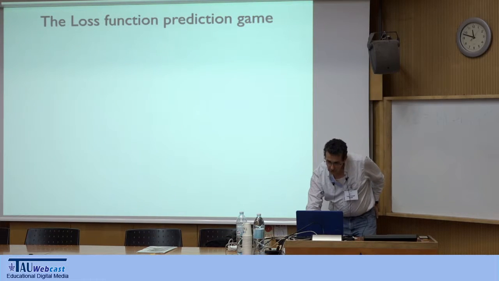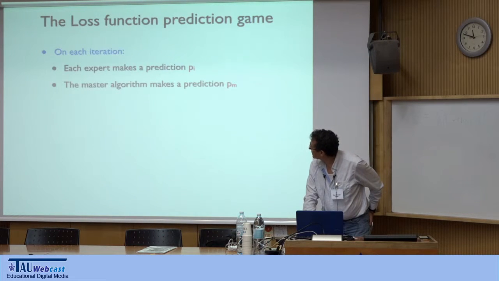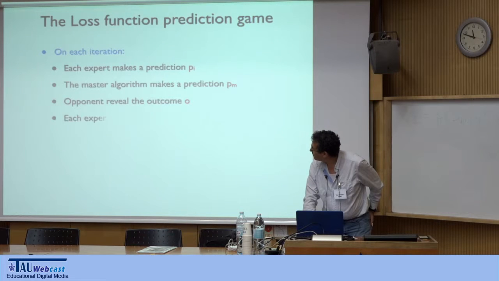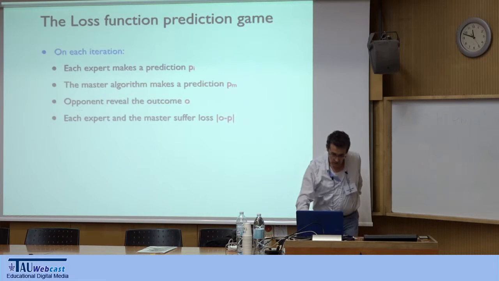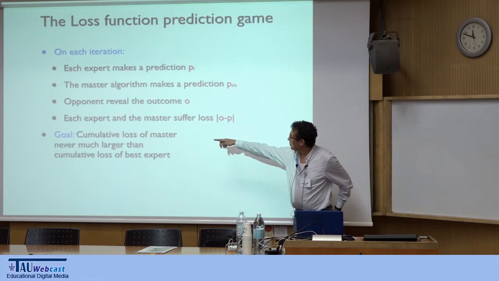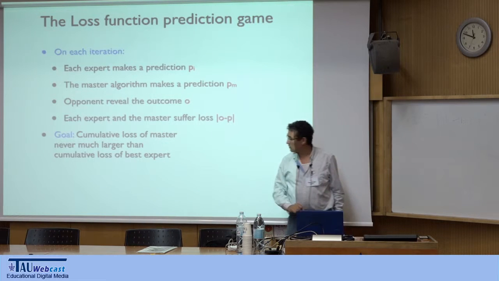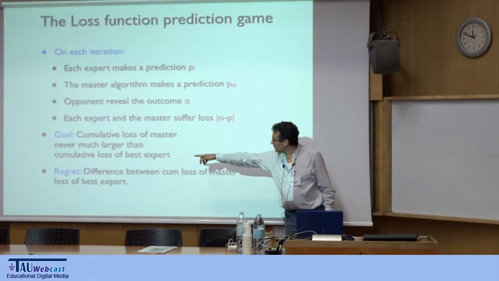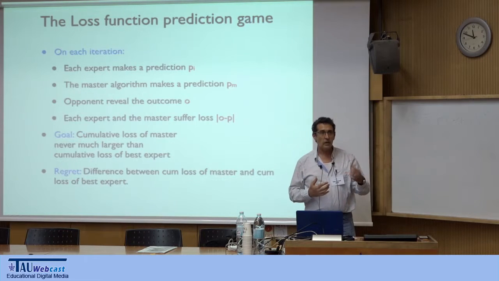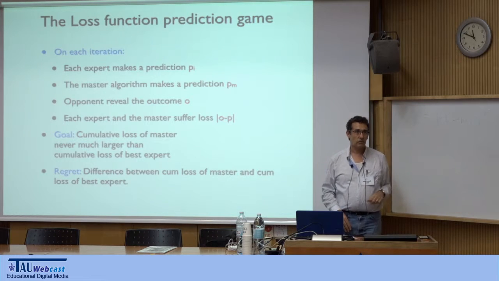So just to reiterate, the game is on each iteration, each expert makes a prediction, the master algorithm makes its own prediction, the opponent reveals the outcome, each expert and master suffer a loss, in this case, absolute value of O minus P. And the goal is to minimize the difference, so that the cumulative loss of the master is never much larger than the cumulative loss of the best expert. This difference plays a central role in what we're doing. We call it the regret. So the regret is the difference between the loss of the master and the loss of the best expert in hindsight. And you can think about it naturally as regret: I regret that I didn't just follow that expert all the time.